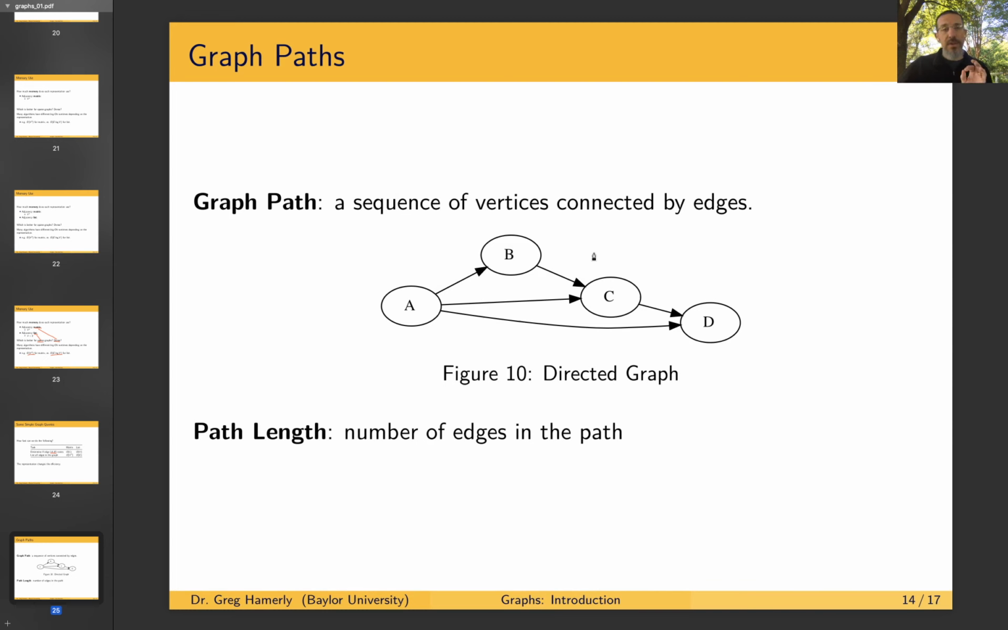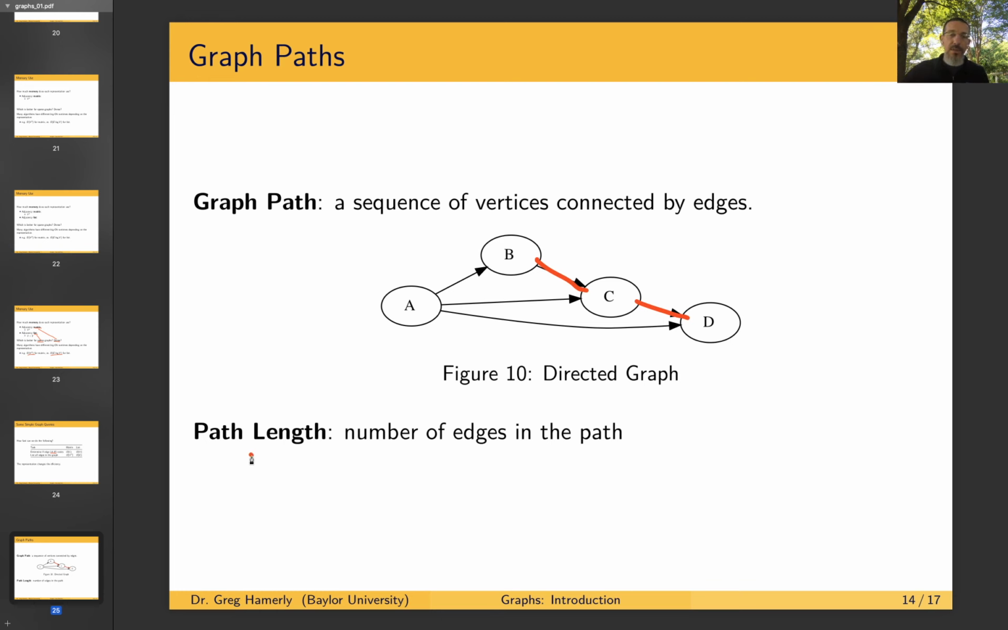Let's talk about some definitional things. First of all, let's talk about paths in a graph. A path in a graph is a sequence of vertices connected by edges. So a path is A to B, but a path is also A to B to C to D. B to D is not a path because there is no direct connection from B to D. But if I wanted to get from B to D, I might go from B to C as an intermediate vertex to D, right?